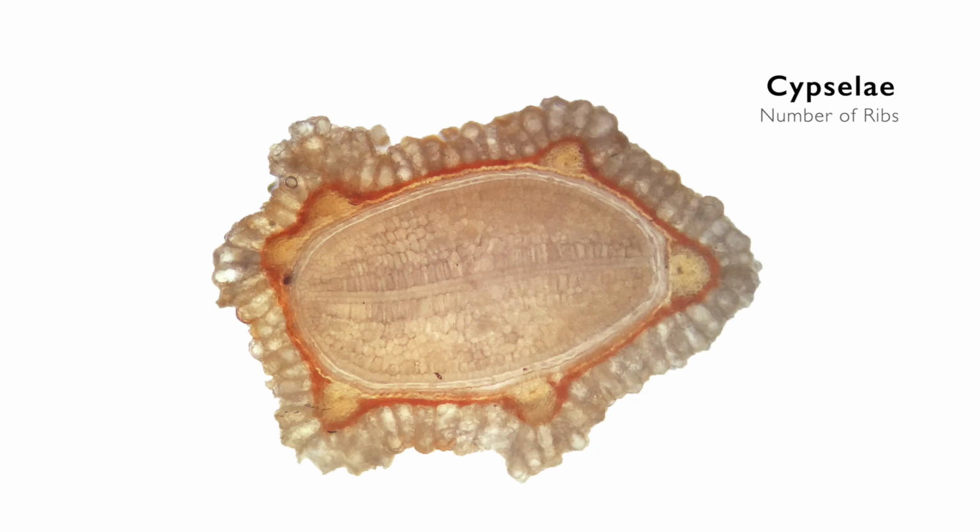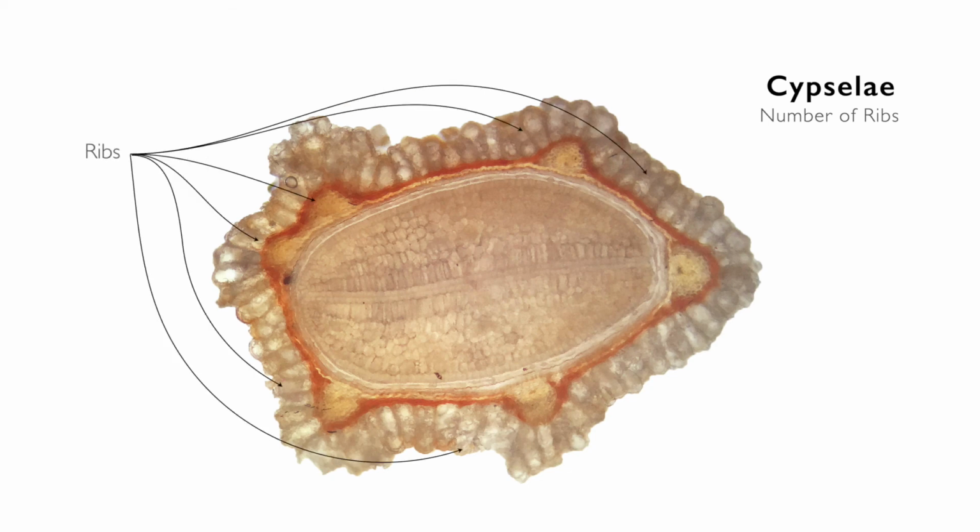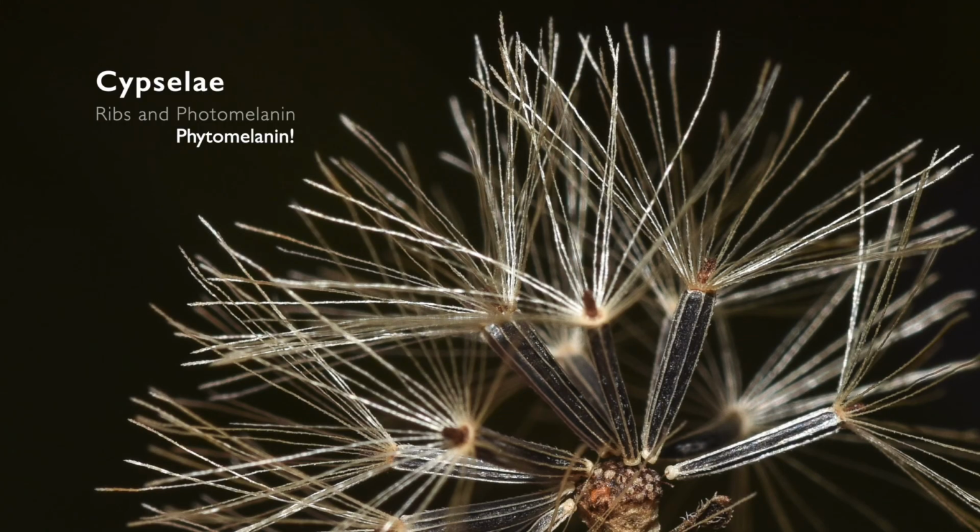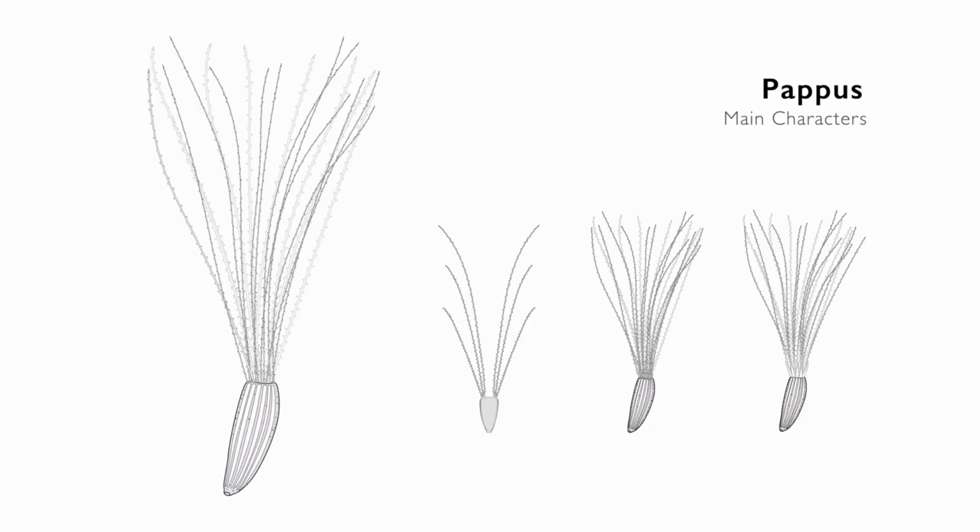A trait that sometimes can be hard to see is the number of ribs, especially in those cases where we have a lot of indumentum covering the fruit. So in those cases, making a transversal section could help you see the ribs, like in this case, for instance. Here we see an example in the Eupatorieae where we could easily see the ribs, and you see the phytomelanin covering the whole surface of the fruit.